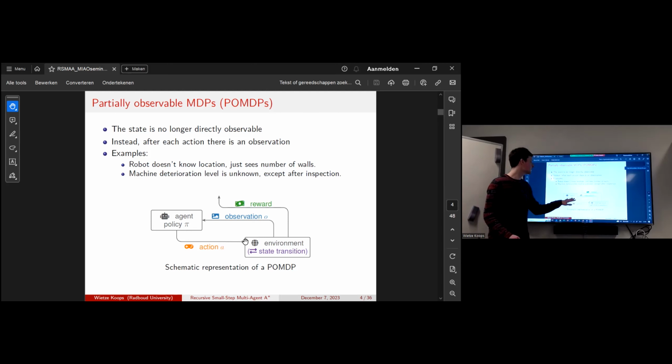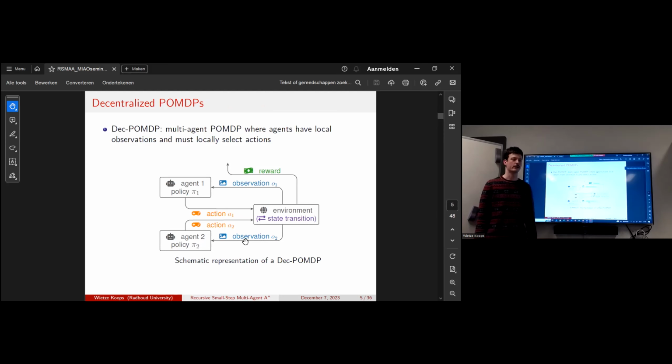And of course, now this policy already becomes more complicated because in the MDP example, a policy is just a map from states to actions and also maybe the number of stages you still have left. But now it has to be a map from observation histories to actions, or from state beliefs to actions. So this policy becomes more complicated.